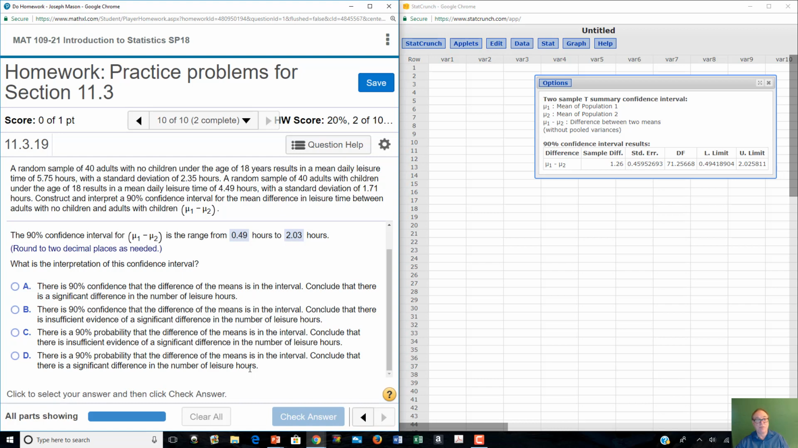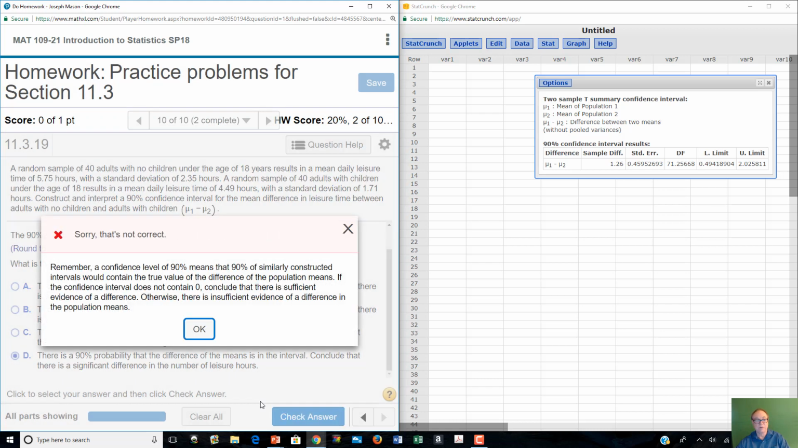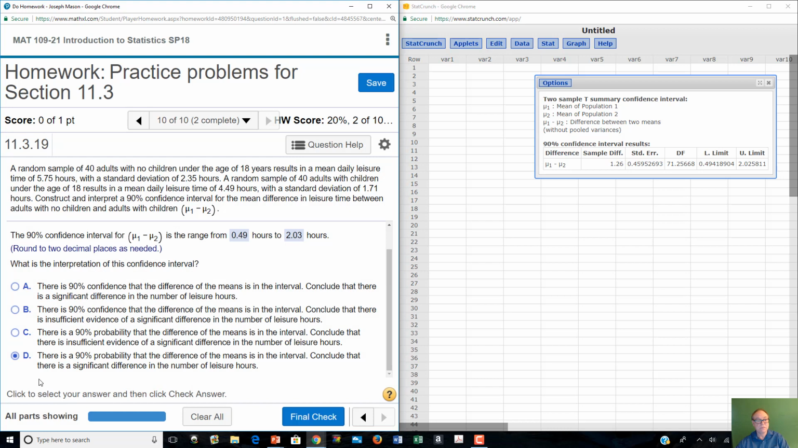Well, if you were trying to prove a difference, you would want to reject that there is no difference. So in this case, I'm going to say it's going to be D. The way he has it worded, it's different than what I would normally see worded. Oh, no. Now conclude that there is significant difference.